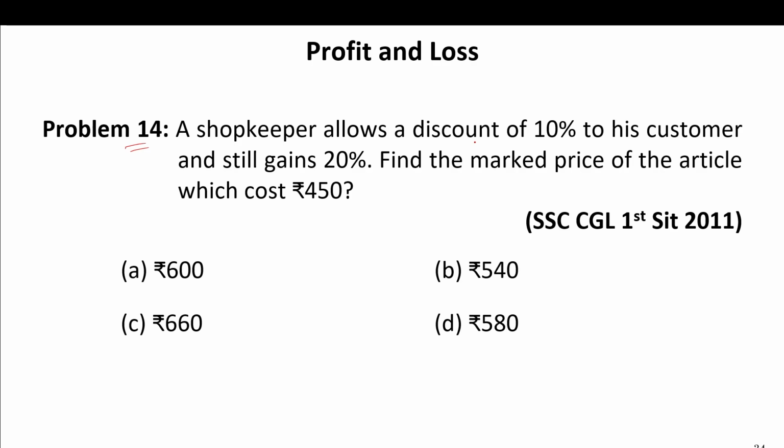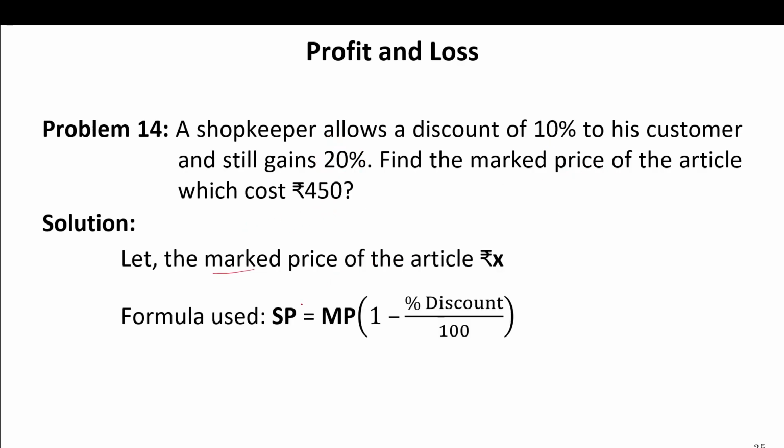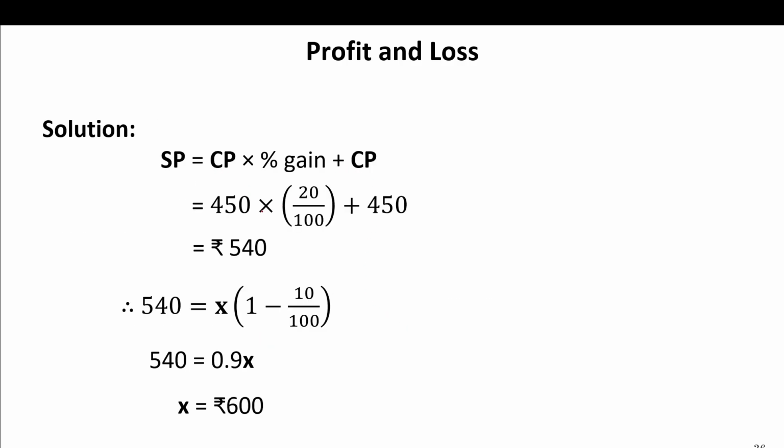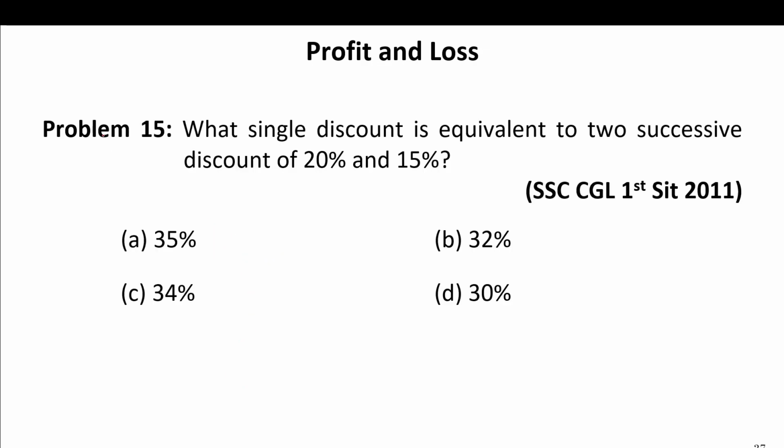So the shopkeeper allows a discount of 10% to his customer and gains 20%. So find the marked price of the article which costs 450 rupees. Okay. So the marked price of the article, X rupees, SP is equal to MP into 1 minus discount by 100. So SP is equal to CP plus gain percentage of CP, that is equal to nothing but 540. So 540 is equal to X into 1 minus 10 by 100, is equal to 0.9X is equal to 540. So X is equal to 600. Okay. Let's see problem number 15.